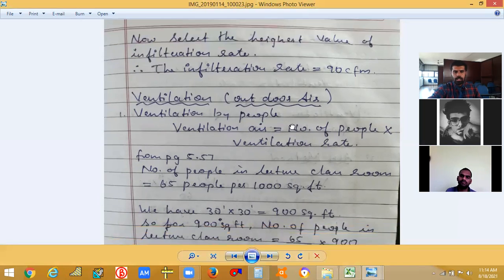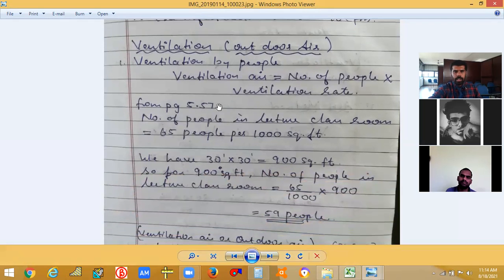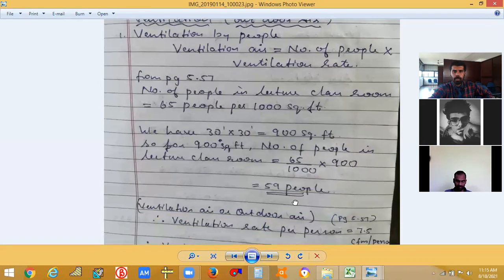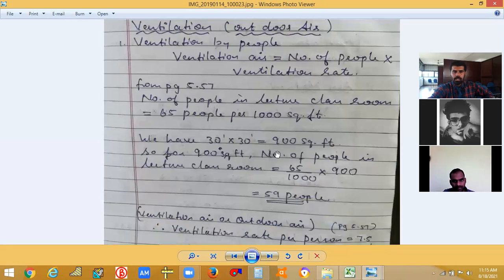Okay, so the same thing. Ventilation by people, this is the formula. Number of people in lecture classroom is equal to 65 people per 1000 square feet, which we get from that tabular column. We have 900 square feet for our lecture classroom, 30 by 30. So for 900 square feet, how many people will be there? 65 divided by 1000 into 900, 59 people. Correct. So we got the number of people. Again, we want the ventilation rate.